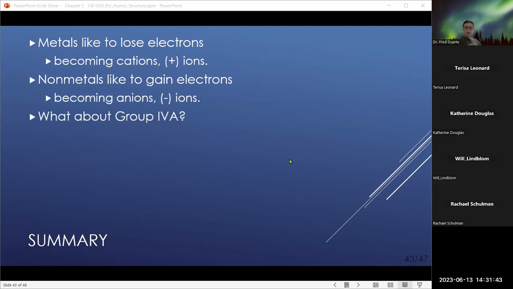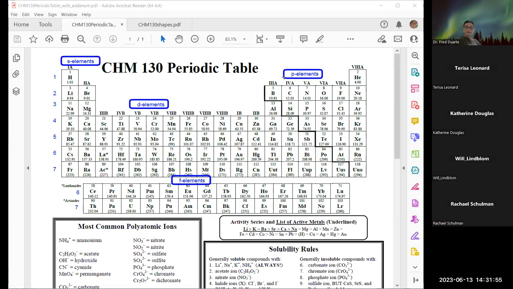Now, group 4 is in a unique position. Let's go to group 4 in the periodic table. We can show that. They're in a unique position, as these guys right here. Well, think about it for a second. They have 4 valence electrons in the outermost shell, carbon, silicon, and down the group. 4 valence electrons.